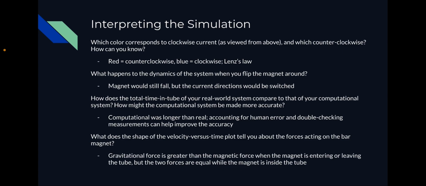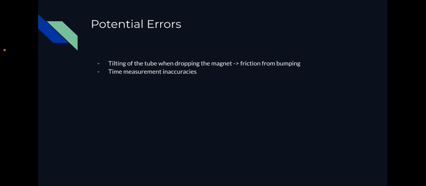And then, what does the shape of the velocity versus time plot tell you about the forces acting on the bar magnet? The gravitational force is greater than the magnetic force when the magnet is entering or leaving the tube, but the two forces are equal while the magnet is inside the tube. Potential errors could have been tilting of the tube when dropping the magnet. There could be friction if the magnet bumped the walls, and time measurement inaccuracies or tube measurement inaccuracies.